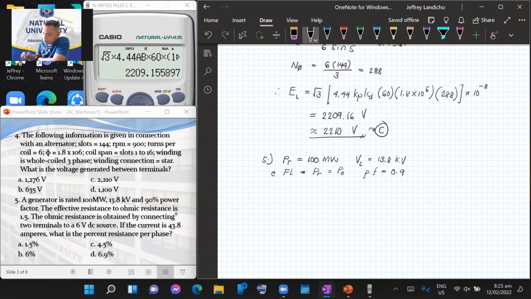What do effective and ohmic mean? When we say effective, it is referring to the AC resistance, or our armature resistance of the given alternator. When we say ohmic, that is the DC resistance. So that is the value of K. The problem states this value is equal to 1.5. Why 1.5? Because we know the AC resistance is always larger. So RA, that is the effective, or what we call the AC resistance.